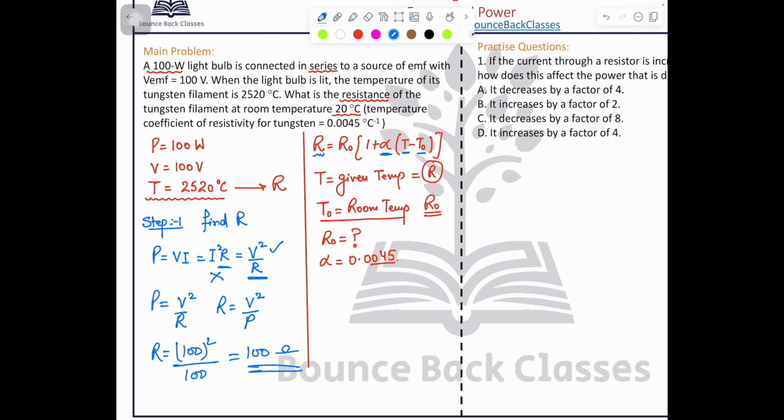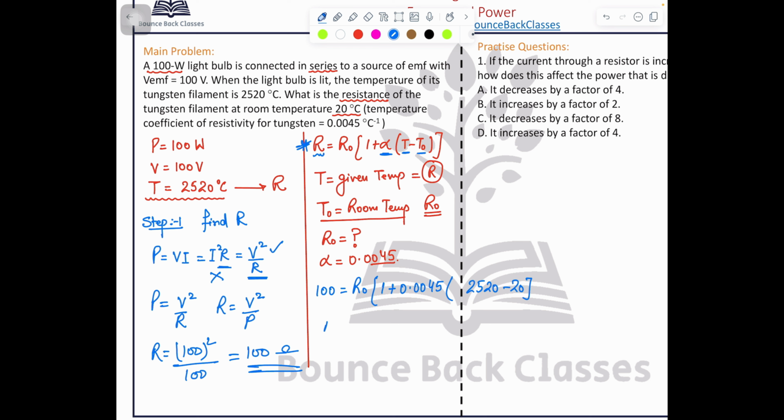Clear? Okay. Now place the value in the equation. In this equation, 100 equals R naught bracket 1 plus, what is the value of alpha? 0.0045. Okay, bracket T minus, what is the T here? 2520 minus 20. Clear, guys?